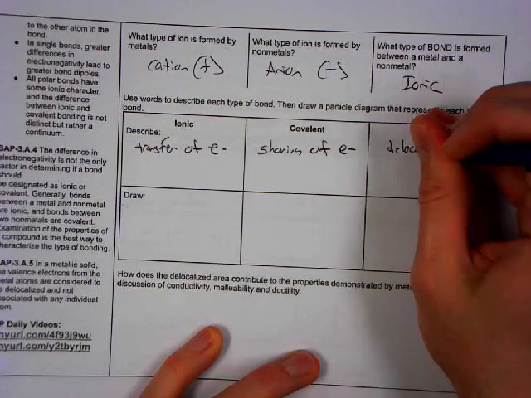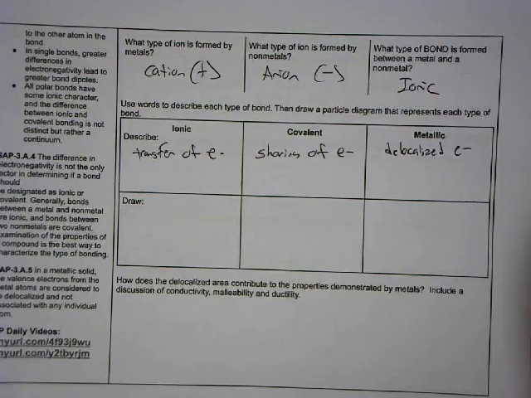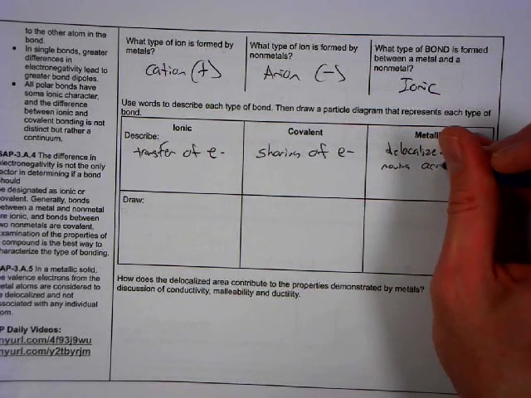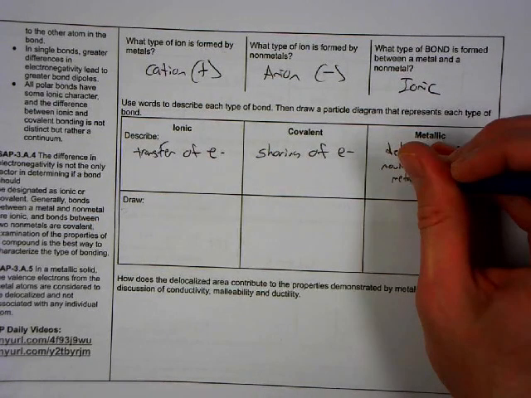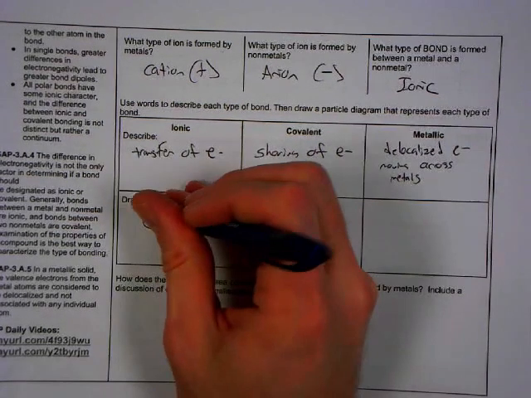This is delocalized electrons moving across metals. You have a sea of electrons in a metallic bond, and they're moving across. Remember the guy holding the balls, the Vsauce we watched? They're like moving.